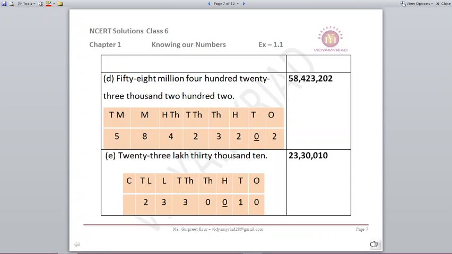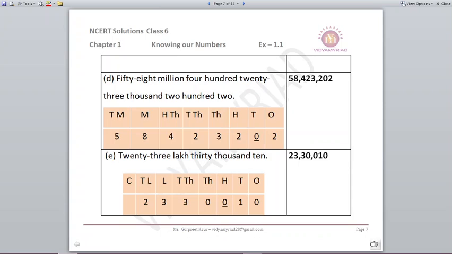Next, 23 lakh 30,010. Now how to write this? This is again related to lakhs, the Indian system. So 10 lakh we will write 2 and 3 will come under lakhs. 30,000 means under 10,000 3 will come, under 1,000 0 will come, and 10. So the last 10 will come under tens and ones. That means there is no digit under the hundreds place. So to fill that we will put 0.